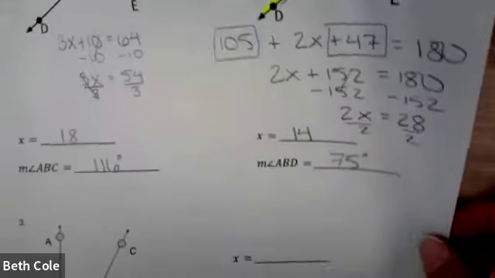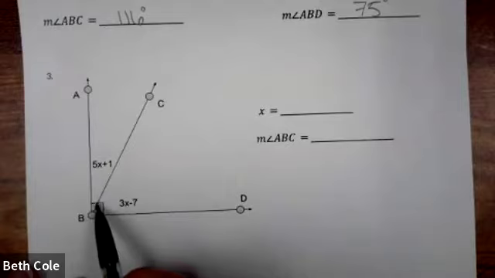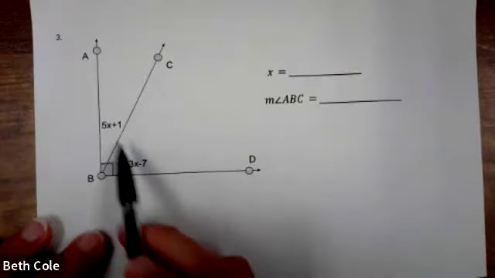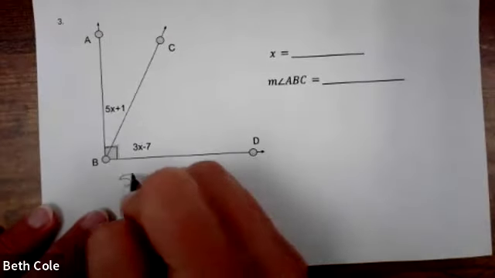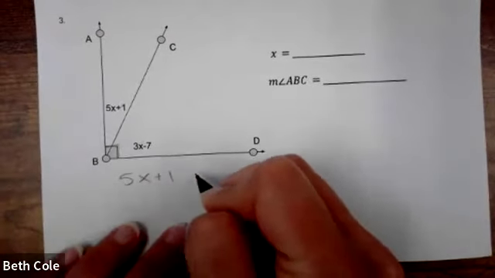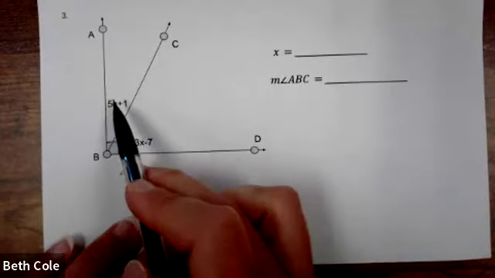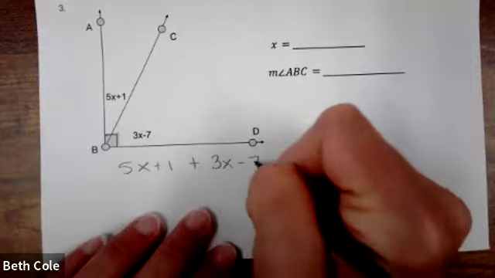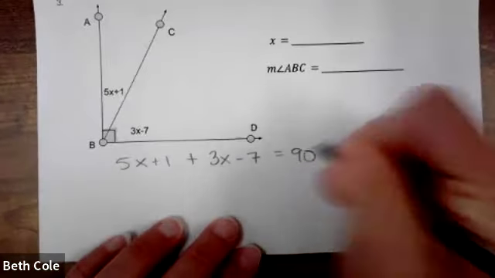All right, we're going to try one more. So do you see the little square here on this one? Perfect, 90. That means you're going to take these two and add them together to equal 90. So you've got your 5x plus 1 plus 3x minus 7 equals 90.